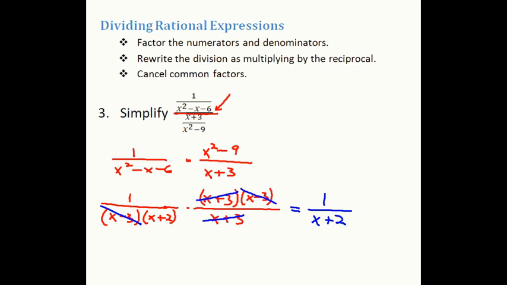So again, just looking at this part right here, we can factor the numerators and denominators. We can rewrite division as multiplying by the reciprocal, and we can cancel common factors. As you noticed in the examples I did, these can be done in different order. I usually change to multiplying by the reciprocal and then factor. In fact, you can do both steps at the same time once you get better at them.